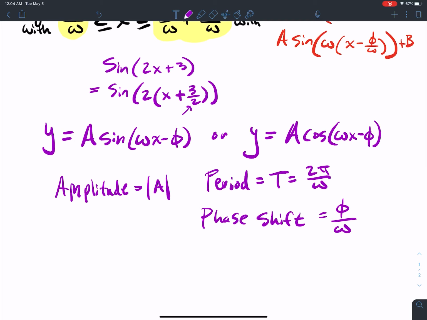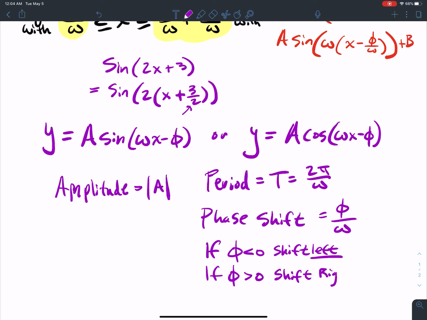So I guess I could write that out. If phi is negative, shift to the left. If phi is positive, shift to the right.